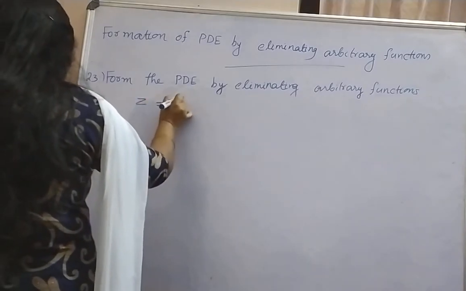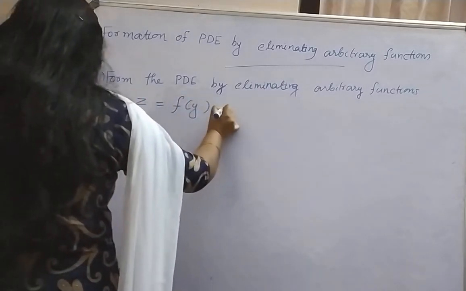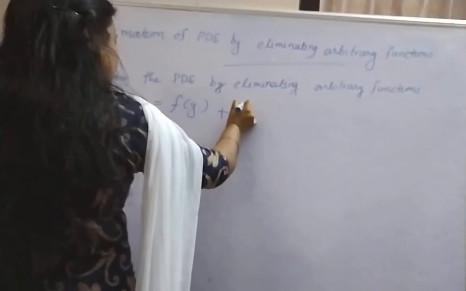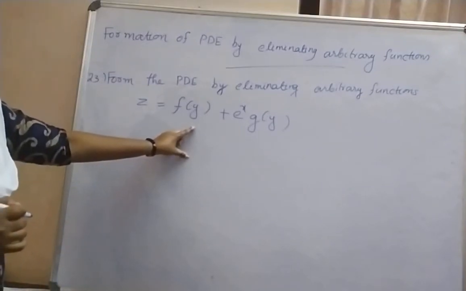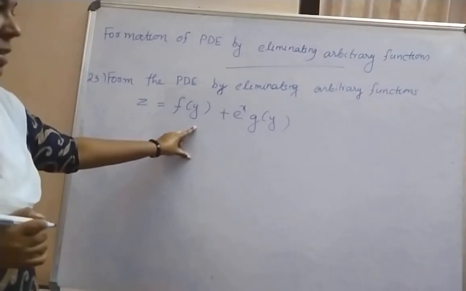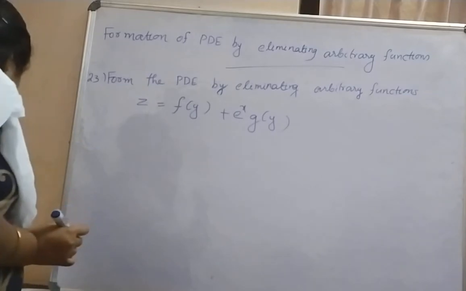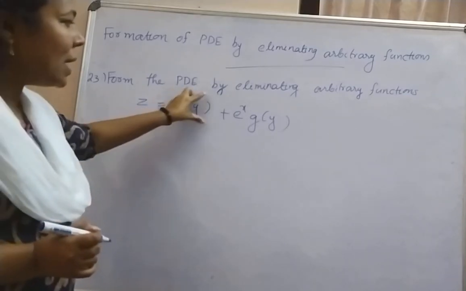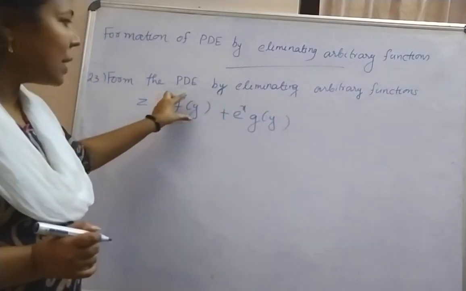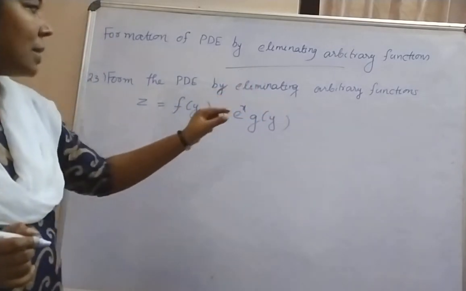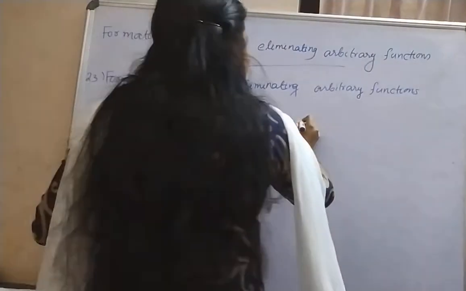z equal to f of y plus e raised to x g of y. We have to form a PDE by eliminating the arbitrary functions. Here the arbitrary functions are f of y and g of y. Here two arbitrary functions are there. Therefore, we will get a PDE of order 2. That is a second order PDE. Put it as equation number 1.